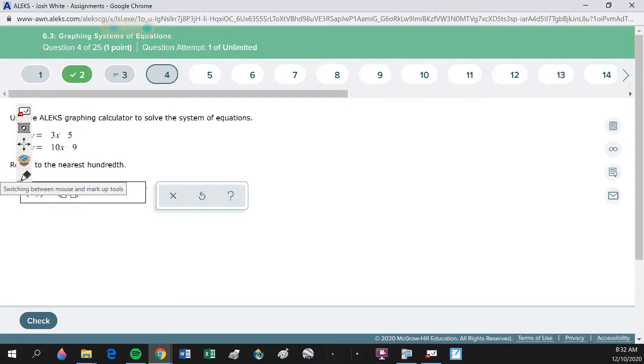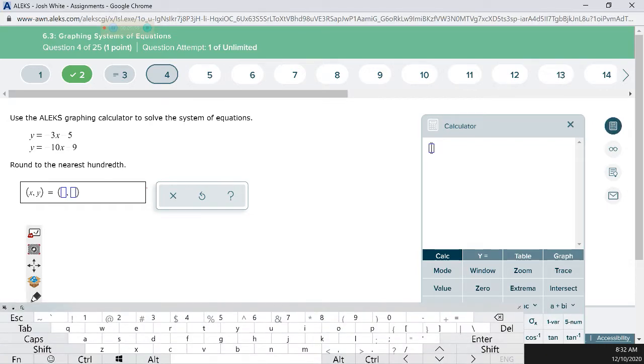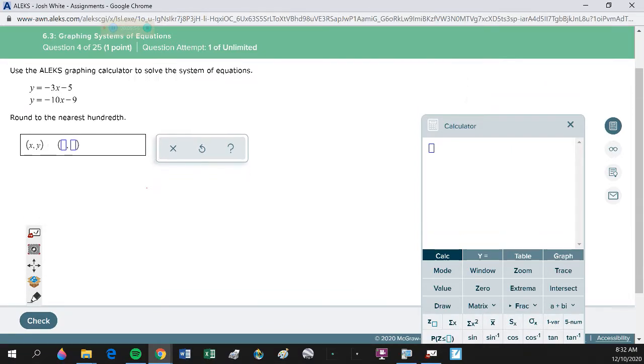Okay, use the ALEKS graphing calculator. Where is the ALEKS graphing calculator? Right there. Okay. Go away. It won't let me move that.